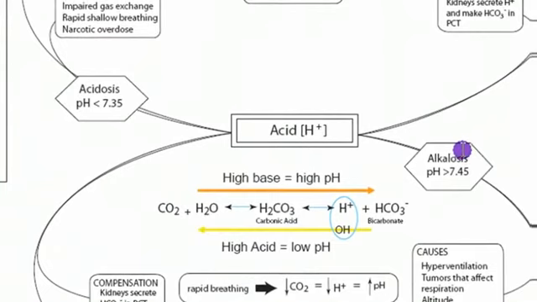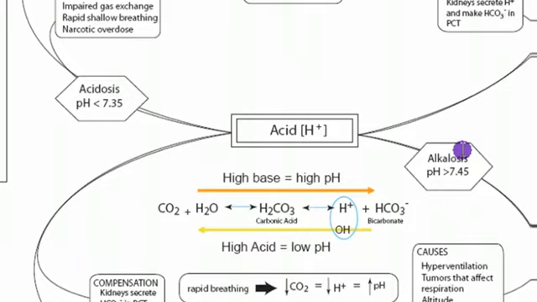If there's too little acid, this is called alkalosis, and it's defined by a pH of over 7.45. Remember that in the pH scale, a higher number means more basic, and a lower number means more acidic. Also recall that the pH scale is a log scale, which means any jump in pH represents a 10 times change in the concentration of hydrogen ion.